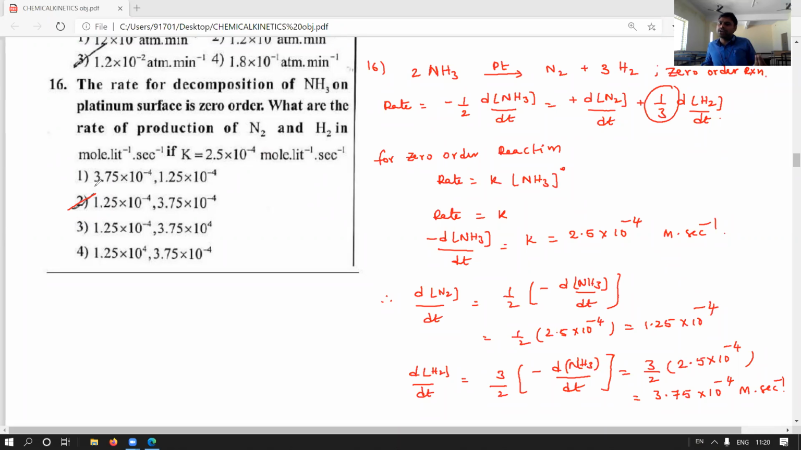Now, rate of formation of N2 and rate of formation of H2, we can derive from this relation. Because here rate is equal to K, then rate, which is minus dNH3 by dt, is equal to 2.5 into 10 to the power of minus 4. Okay, this is the average rate, R average. Then the rate of reaction, the decrease in concentration of ammonia, is equal to 2.5 into 10 to the power of minus 4. We substitute that in the above relation, and then we get the rate of formation of N2 and the rate of formation of H2. Okay students, let's see the next, 17th question.